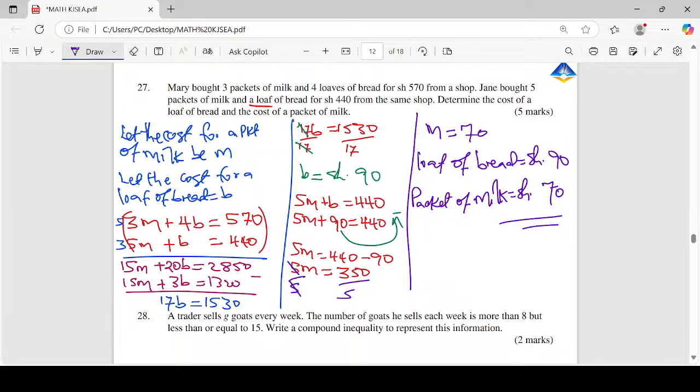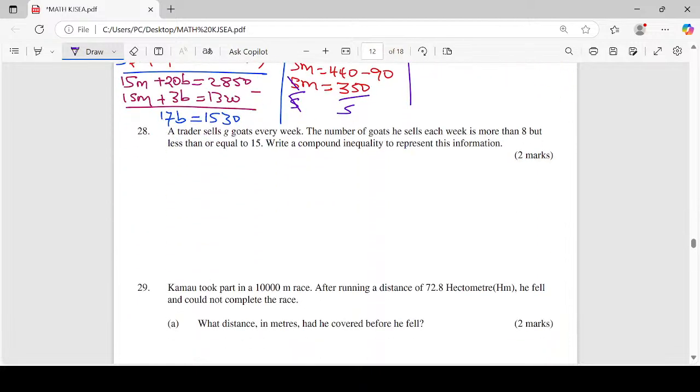Let's look at the next one. A trader sells G goats every week. The number of goats he sells each week is more than 8, but less than or equal to 15. Write a compound inequality. So this person sells G goats every week. It's unknown, so because it's unknown, we've represented it with a letter.